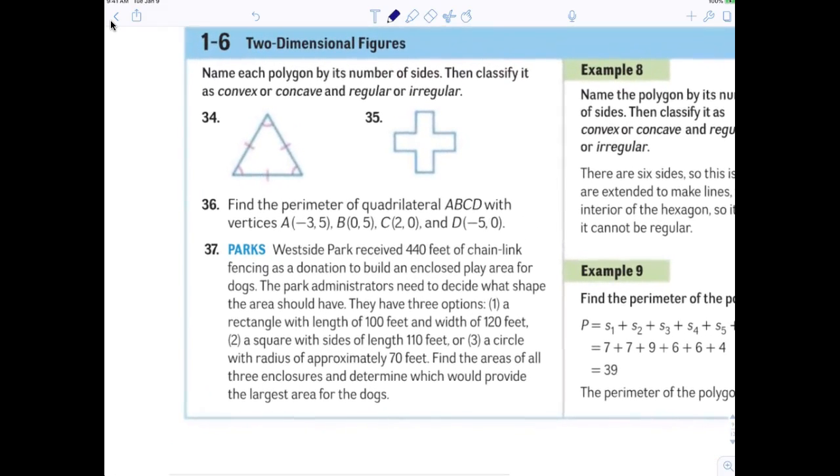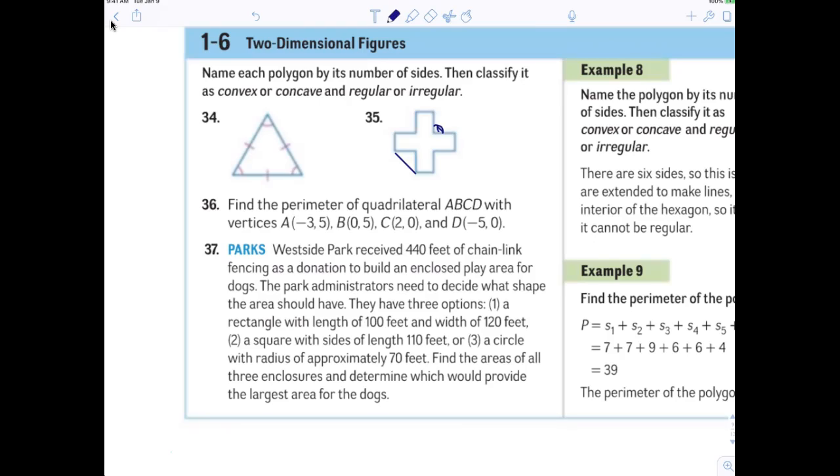All right, here we go. Name each polygon by the number of its sides. So number 34 would be called a what? Triangle. Is it concave or convex? It is convex. Thank you. All right, 35 would be the concave. Now, the formal definition of concave: when you draw a diagonal, if your diagonal lies outside the shape, it is considered concave. But we always used to say if it forms a cave, kind of, then you know that it's concave. Convex. Every triangle is going to be convex.